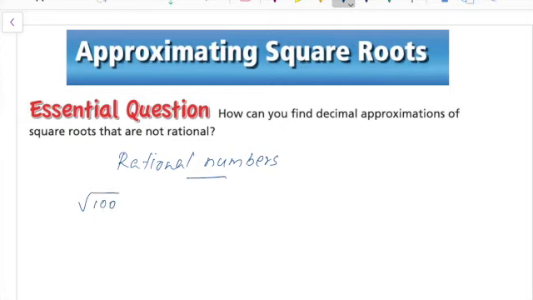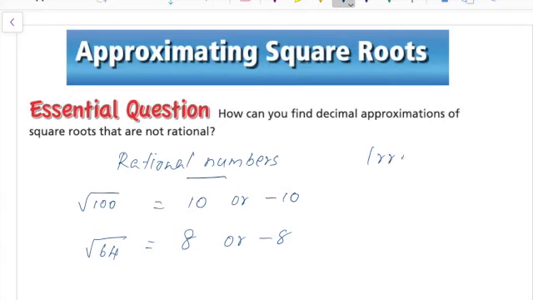Rational square roots are going to be the square root of a perfect square. For example, the square root of 100. I can write that as 10 or negative 10. And I can write the square root of 64 as 8 or negative 8. Those are all rational square roots.